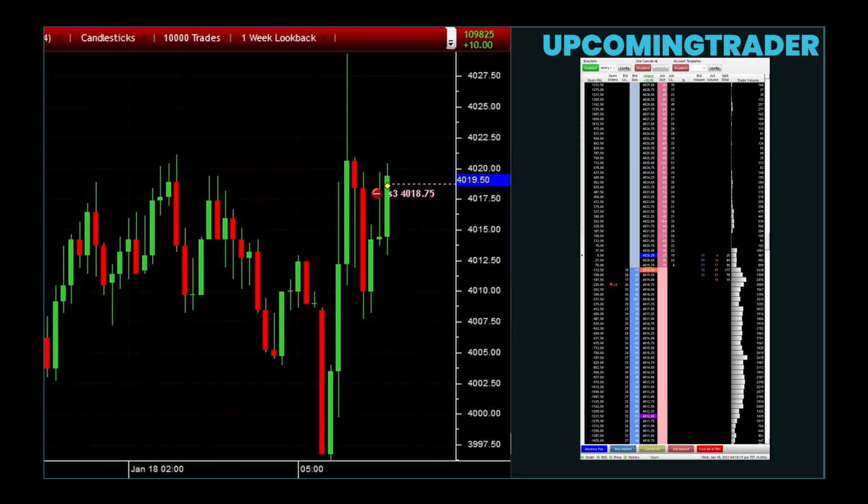Finally, let us look at the broadening formation. This pattern is characterized by two diverging trend lines forming a shape that looks like a megaphone. It indicates increasing volatility and uncertainty in the market, with price swings becoming larger over time. A breakout from a broadening formation can be challenging to trade, as it does not always have a clear direction.